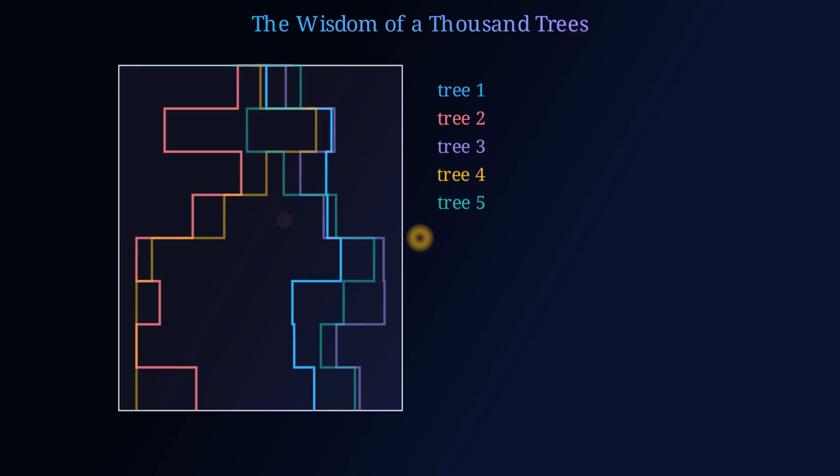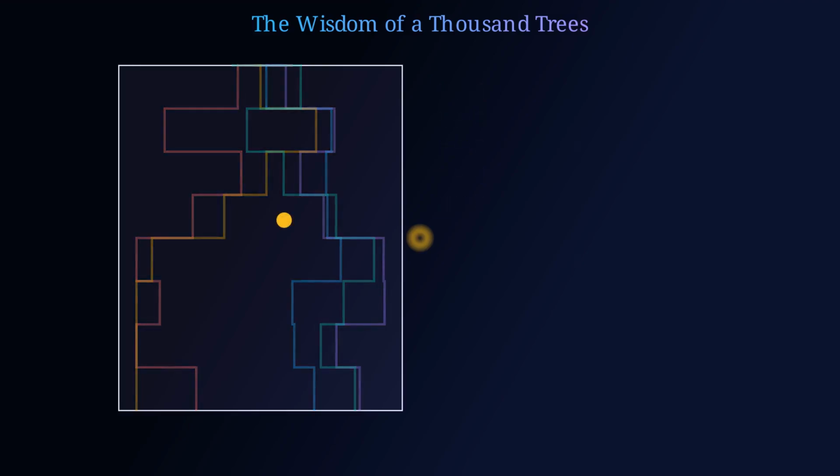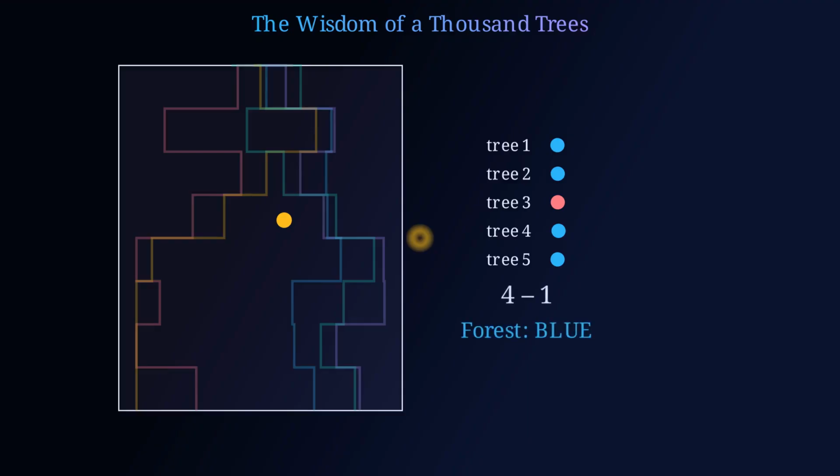Now for the magic. To classify a point, we don't trust any one tree. We ask all of them and take a vote. This test point. Tree 1 says blue, tree 2 says blue, tree 3 says orange, tree 4 says blue, tree 5 says blue, 4-1 for blue, the forest says blue.